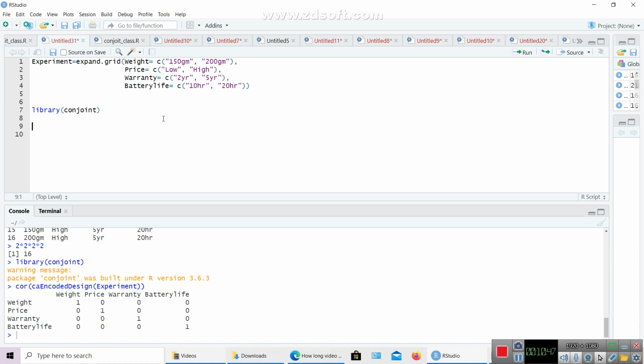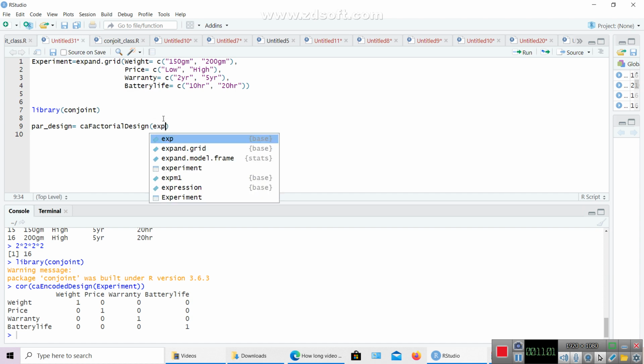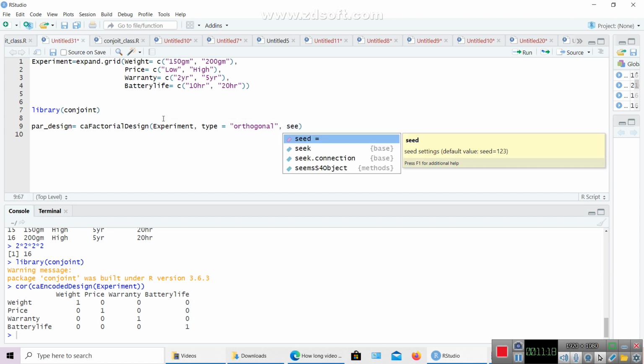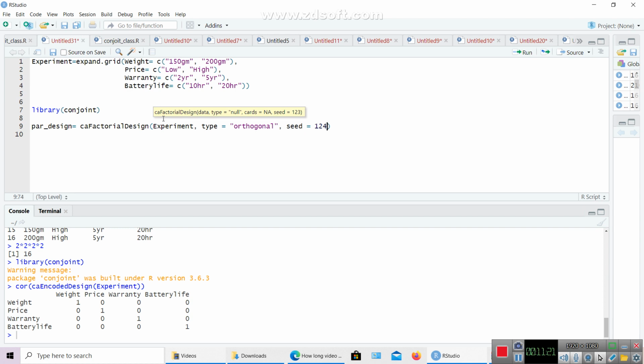Now let's create a partial design which is equal to CA factorial design. Data is experiment, comma, type is equal to orthogonal, and seed, the default seed is 123. You can put in your own seeds, it's your choice. Okay, and then run this function.